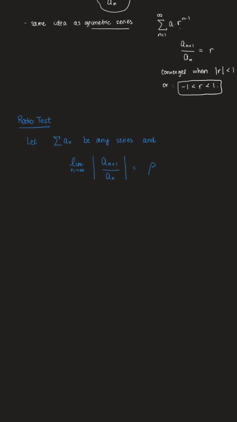So here are the 3 parts. If rho is less than 1, since this is already absolute value, I don't need this part in absolute value, then the series converges absolutely. Because that means that further down the line in the series, the consecutive terms have a pretty small ratio, so it's not growing very quickly. So the series converges absolutely.